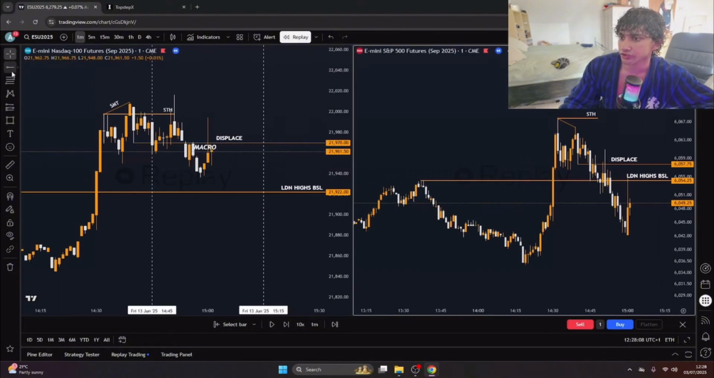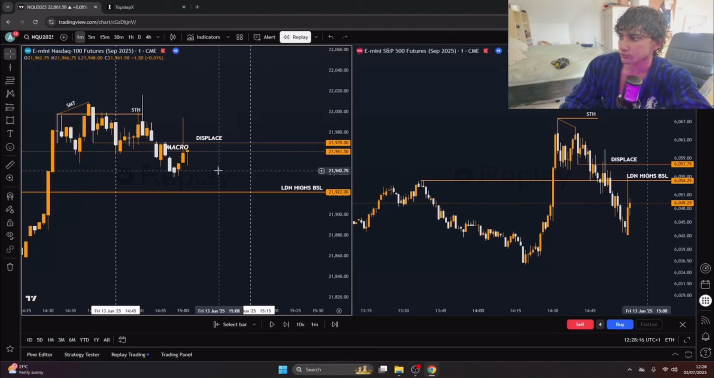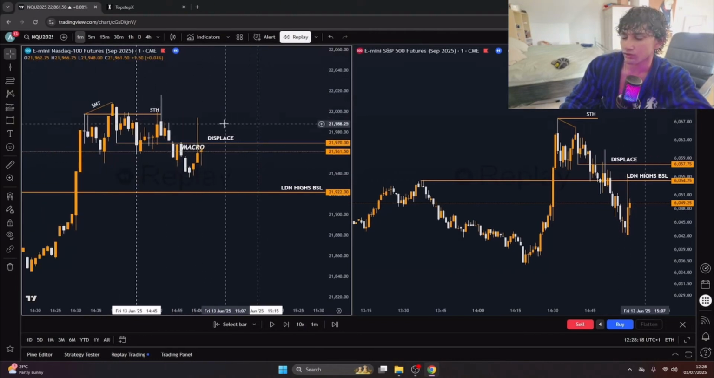There's no real entry, and we also had news this day at 10 AM, so 3 PM on my chart. So this would have been the news hit, and you can see how this wick has formed. So now I'm still looking for shorts. The bias is still bearish.